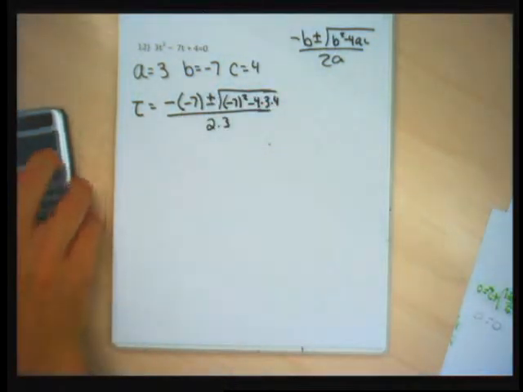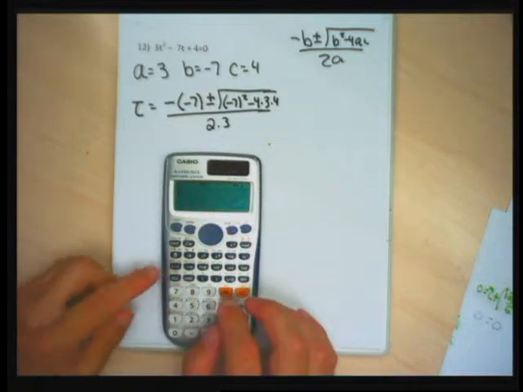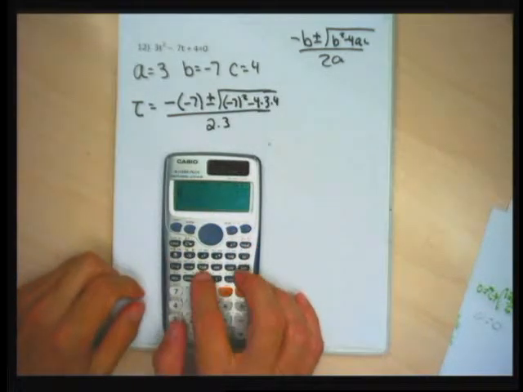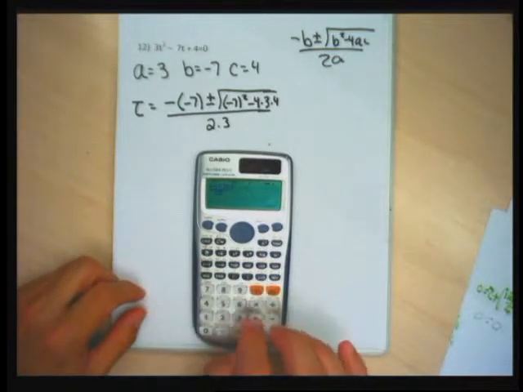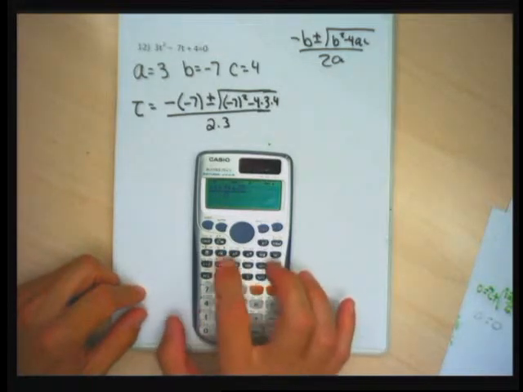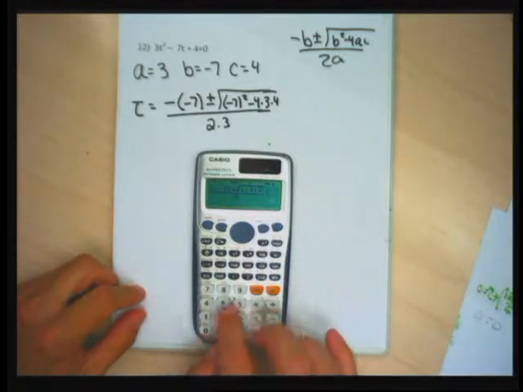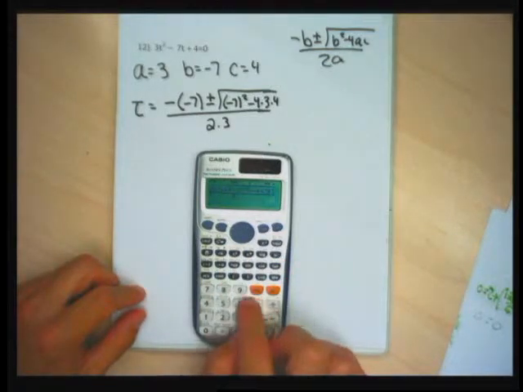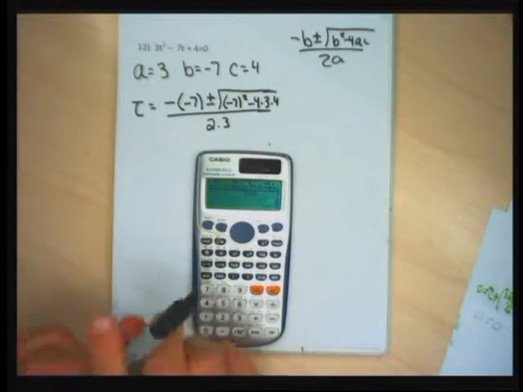I'm just going to be lazy and not even do it by hand, but I could do it by hand. It's not that hard to do with my calculator. So negative, parentheses, negative 7. I could have just entered a positive 7 plus square root of negative 7 in parentheses squared minus 4 times 3 times 4, over 2 times 3. Wow, gives me t equals 4/3.